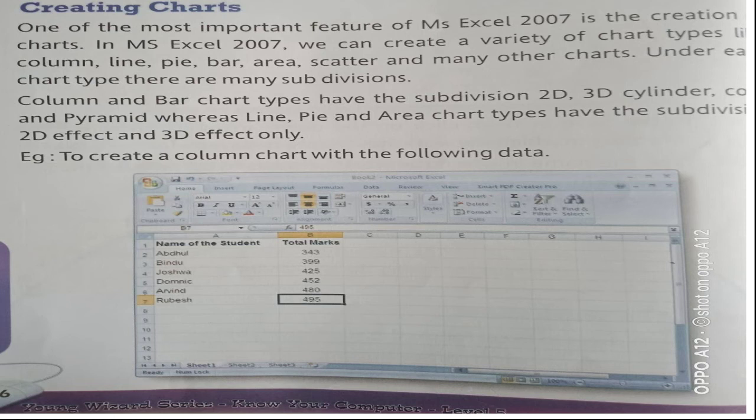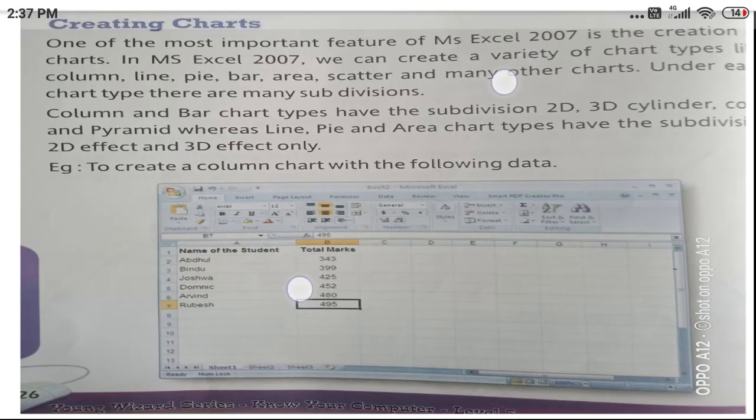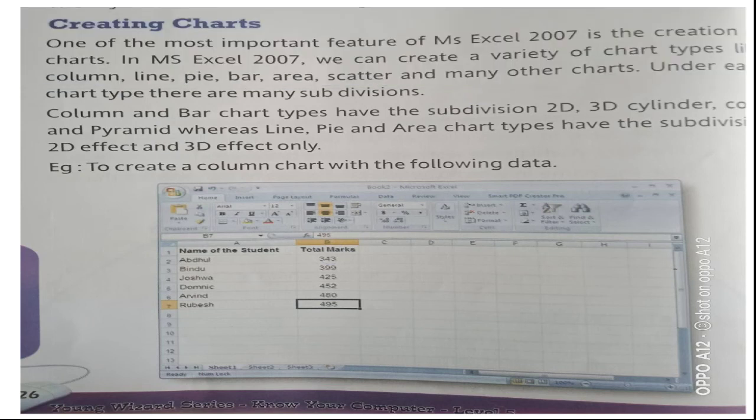Now we will see how to create a chart. We will create a simple chart. We have the names of some students and their total marks. Abdul scored 343, Bindu 399, Joshua 425, Dominic 452, Arvind 480, and Rubesh 495. These are the total marks scored by the students. Now we will see how to create a chart using this data.